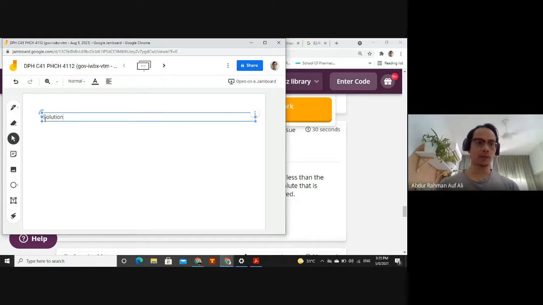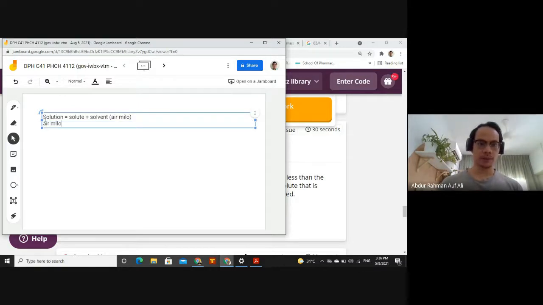Okay, kita tahu a solution is a mixture of solute dan juga solvent. Okay, saya selalu bagi contoh macam air Milo yang dah dibancuh. Serbuk Milo masuk dalam air panas, we have a solution, air Milo. Okay, so air Milo, I write down here, air Milo adalah gabungan antara serbuk Milo dan juga air panas.